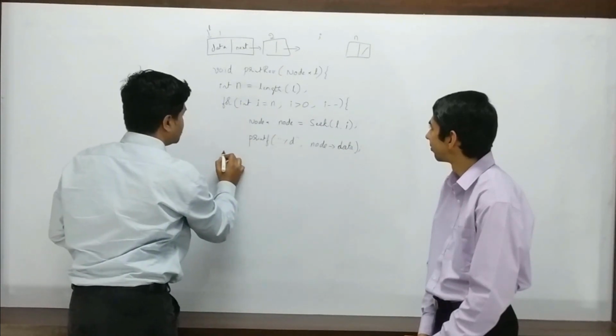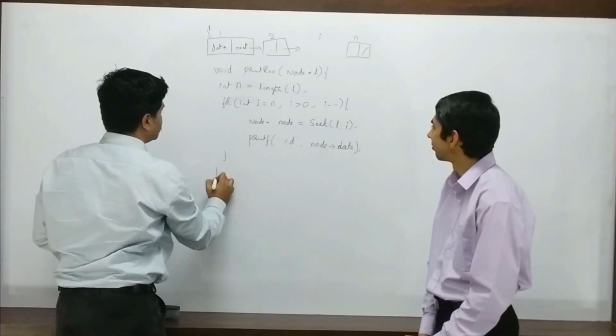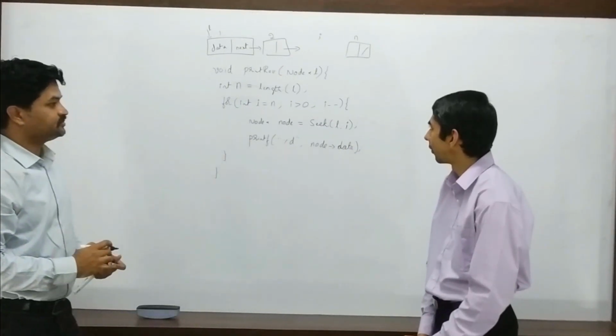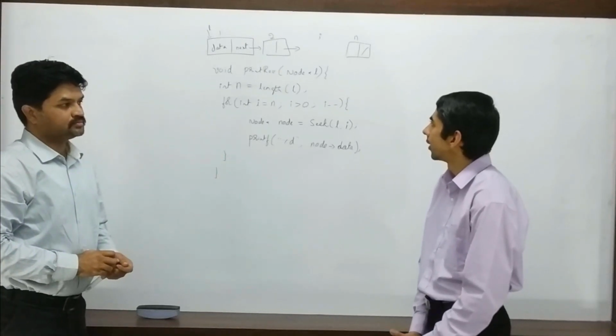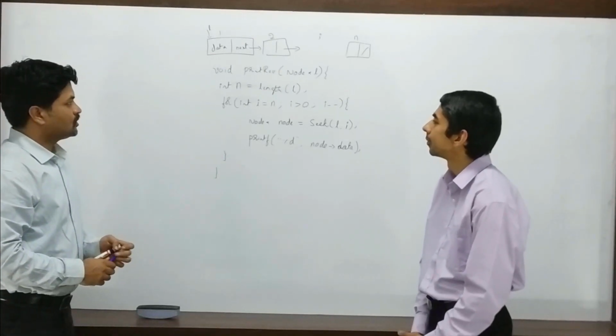So I decrements, and that's all. So we're done with this one. Good. So what is the complexity of your algorithm?